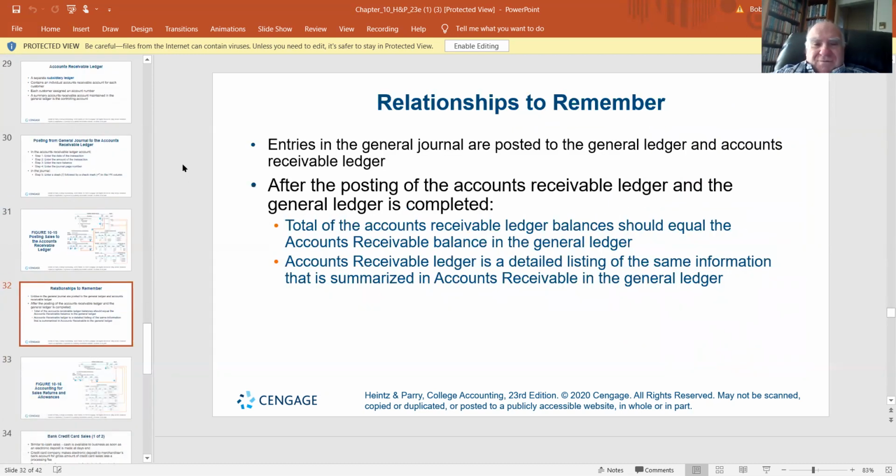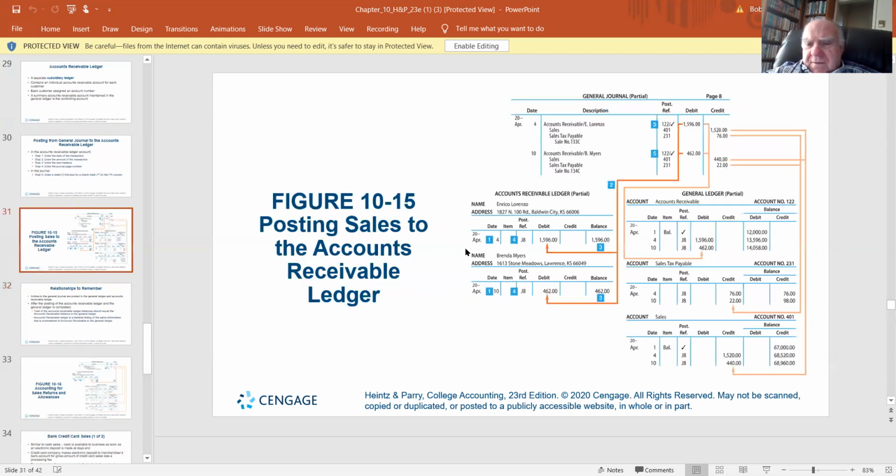Relationships to remember. Entries in the general ledger are posted to the general ledger and AR ledger. After the posting of the AR ledger and the general ledger is completed, the total of the AR ledger balance should equal the balance in accounts receivable in the general ledger. Goes without saying. Your auditor is going to come in and she's going to look at this number.